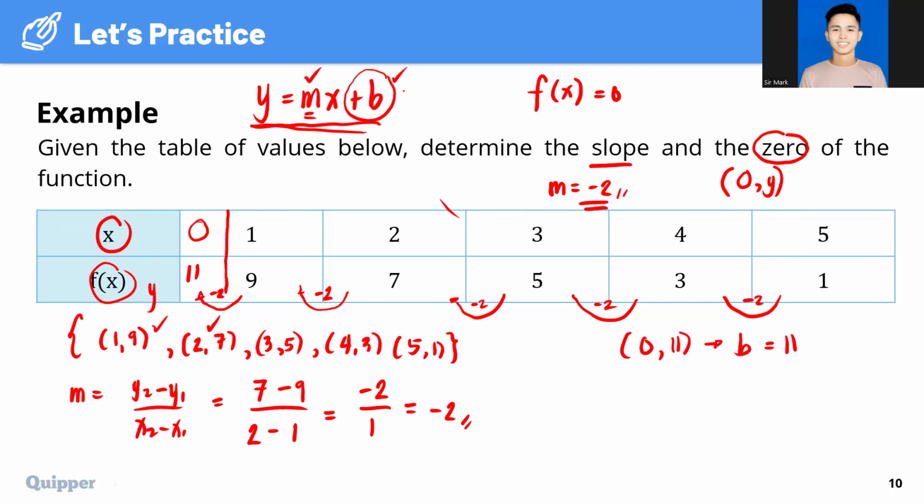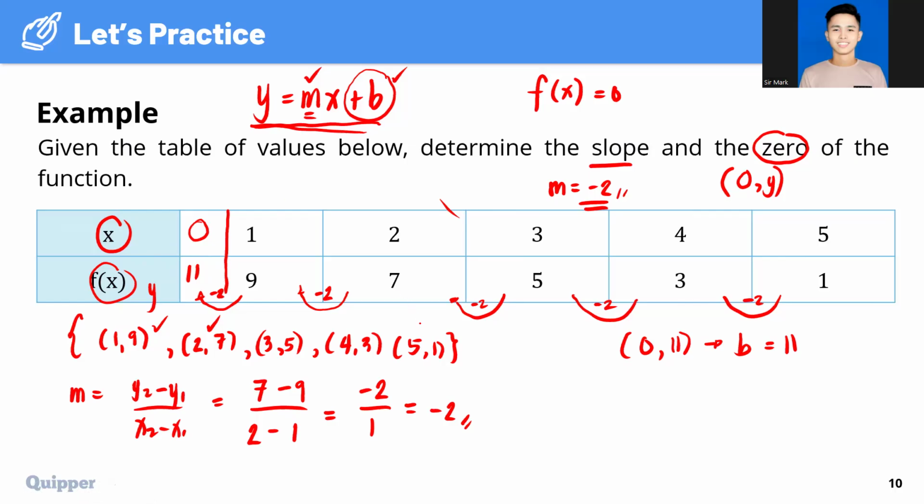Y-intercept is the coordinate where you have a 0 value for the first element. So dapat ang x natin is 0. We will look for its partner for the value of y, and that value of y will be our b. So if x is 0 here, there's a pattern. We got y equals 11. So the y-intercept is 11.